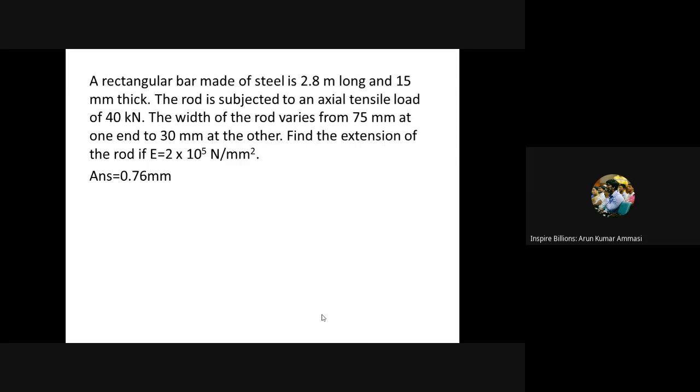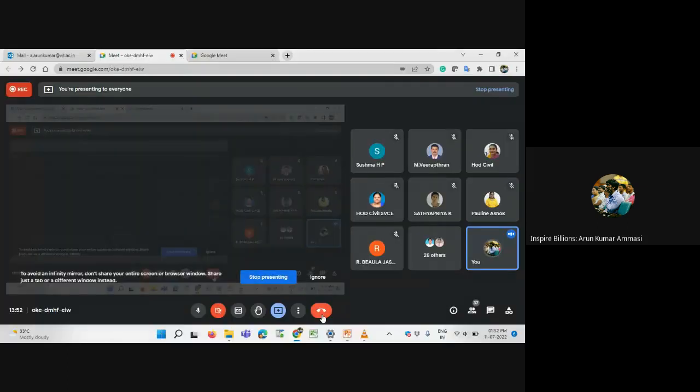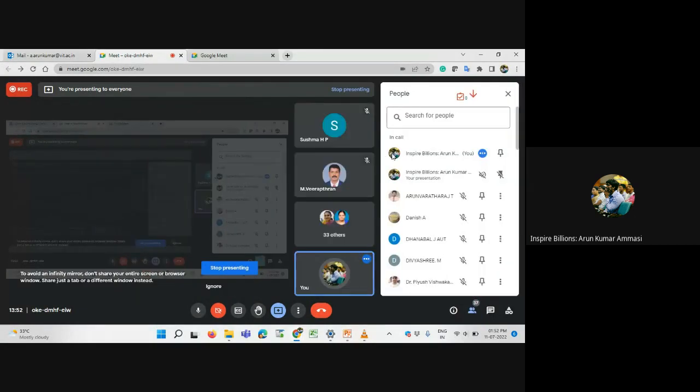Now let us take up an element which deforms based on its own self weight. Imagine, let me pose a question, but most of the civil engineering faculty can easily relate.